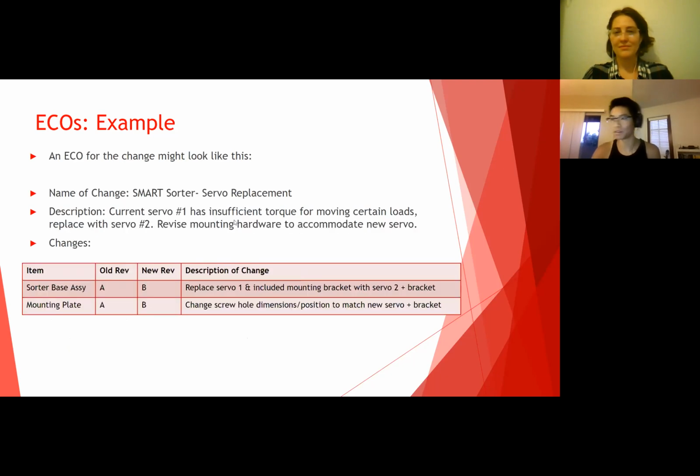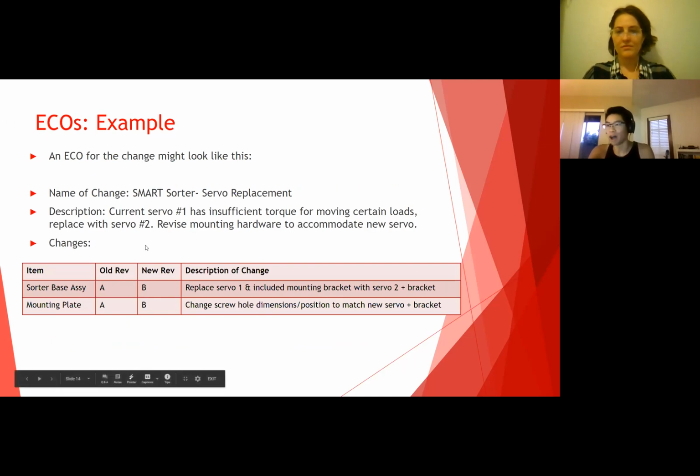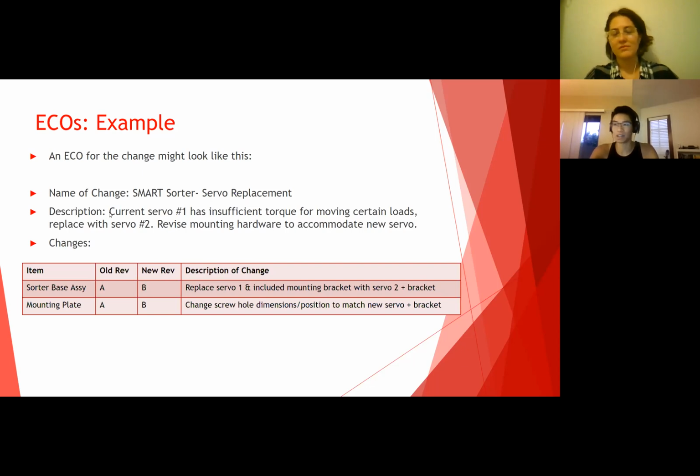I'm going to bump over to the next slide, and an ECO for this might be, obviously this would be on maybe a Google Doc or something, but it's just something simple like this. An ECO for the change might look like: name of the change, your product name, servo replacement. So it explains in a nutshell, what are we doing here? In the description, why did we change it? Current servo number 1 has insufficient torque for moving certain loads. The watermelon stuck in the system. Replace it with servo number 2.